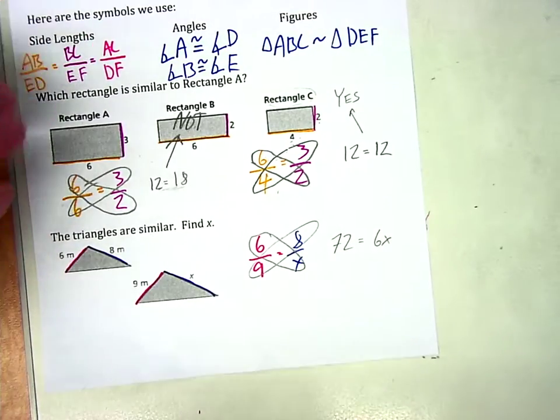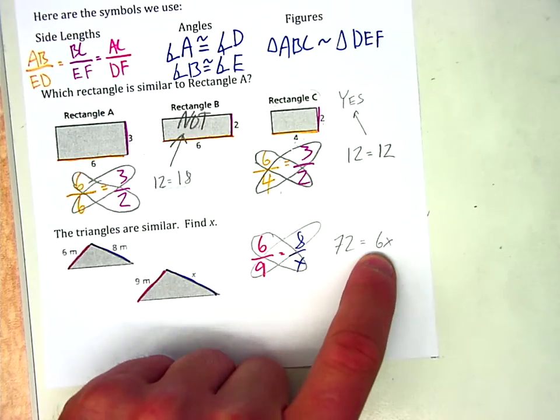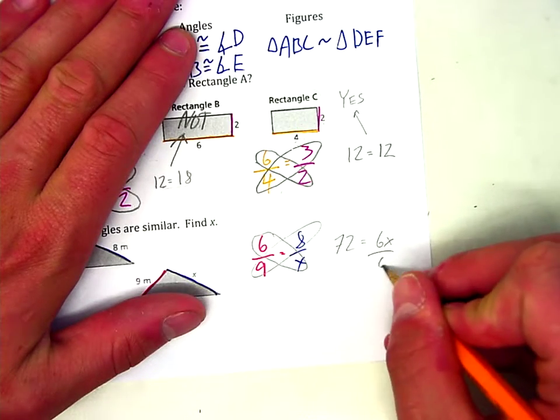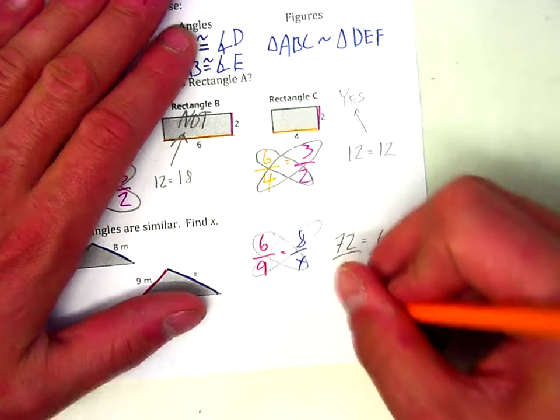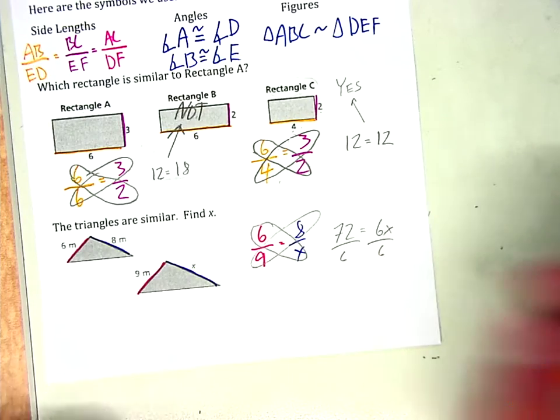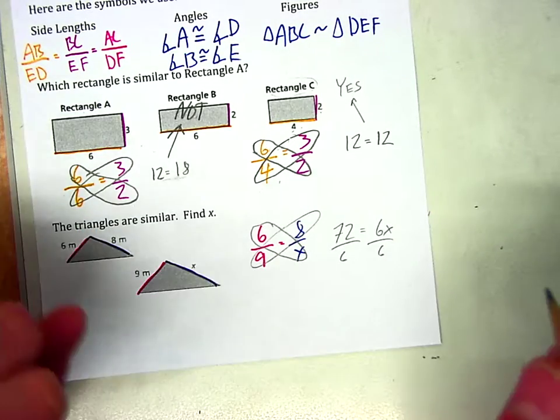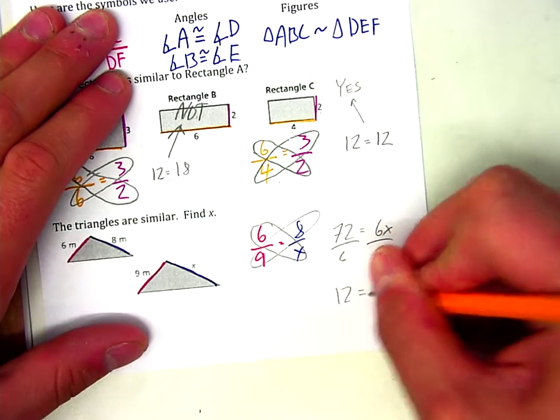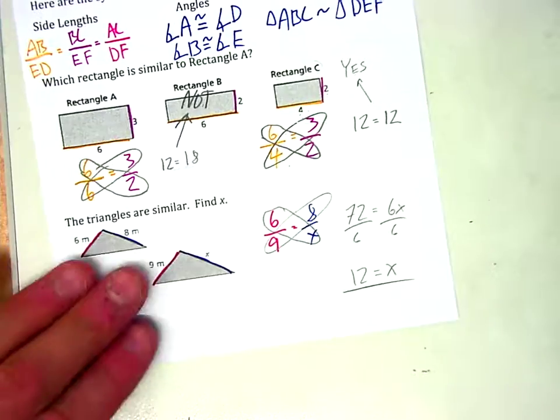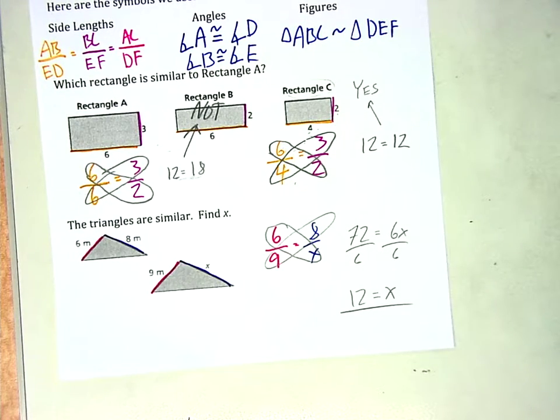And I know what you're thinking. Opposite of multiply by 6 is divide by 6. I'm going to divide both sides by 6. And I'm left with... What am I left with, folks? Hey, there we go. 12 is equal to x. All right. Any questions?